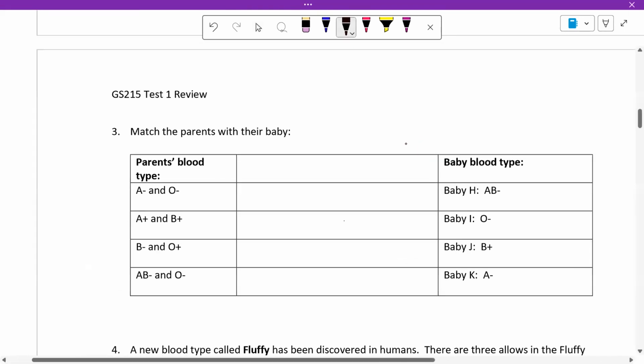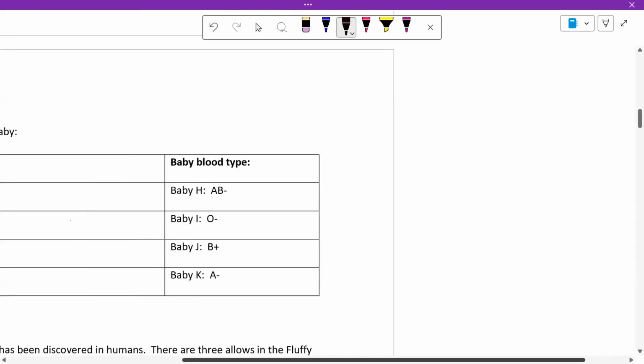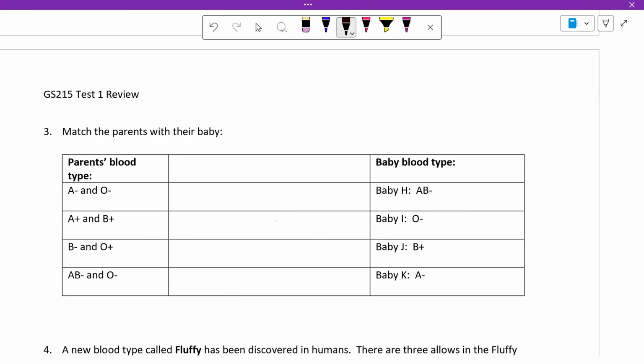So in a question like this one, we always start with the parents that have AB or O, and even better if it's AB and O. Right away, I can eliminate a lot. It's not this one, it's not that one. Again, AB cannot have O, and O cannot have AB, so I can cross out the first 2. They are both negative here, which means they cannot make positive. So this is their baby. Baby K is their baby.